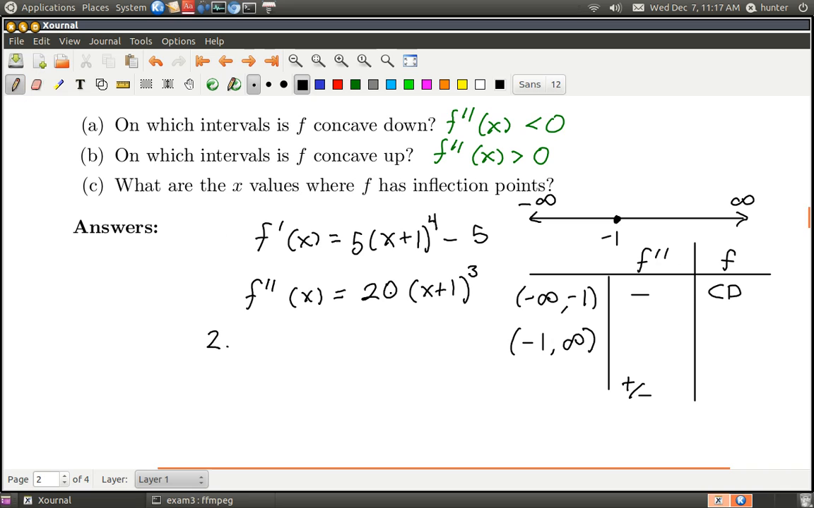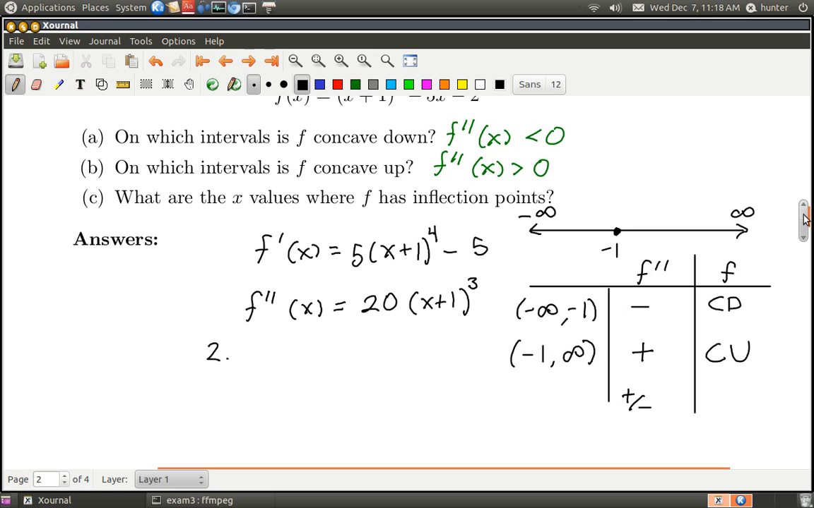So what happens if I plug 2 in here? I get just 20 times 3 cubed, right? I don't know what that is, and I don't care because I can tell that it's positive. And positive means that f is concave up. Alright, and so now I'm done with A and B.